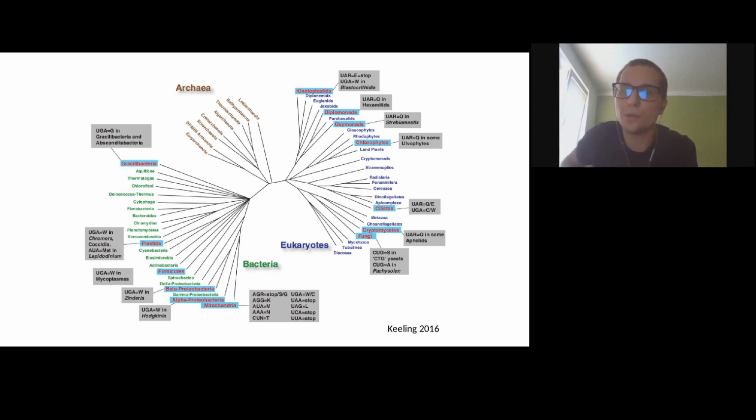For eukaryotes, it's usually UAR, which means UAA and UAG, stop codons that instead encode glutamine. And in bacteria, the most common reassignment is UGA to encode tryptophan. What you can see here is that the majority of those codon reassignments are connected to stop codons. In eukaryotes, we can also find sense-to-sense reassignment in the case of yeasts, where the CUG codon, which normally encodes leucine, is used as serine or alanine.